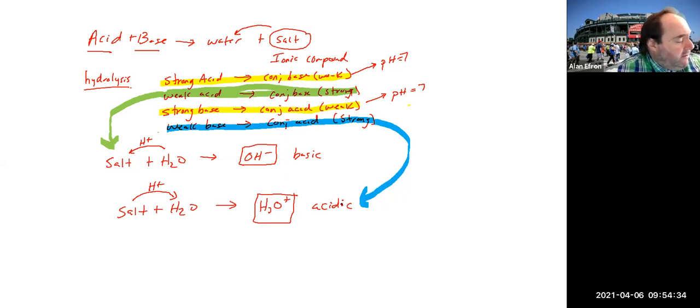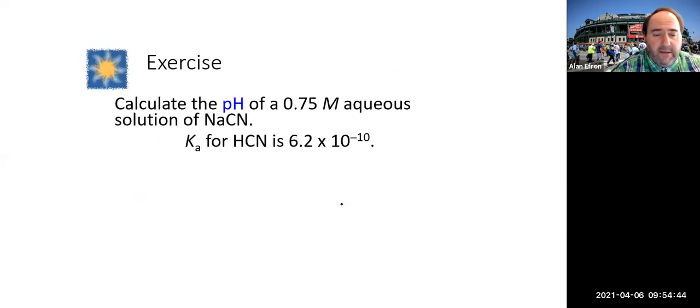Any questions there on what we talked about last time in terms of salts? All right, so we did one example, I think, at the very end. So why don't we pick up here with this example?